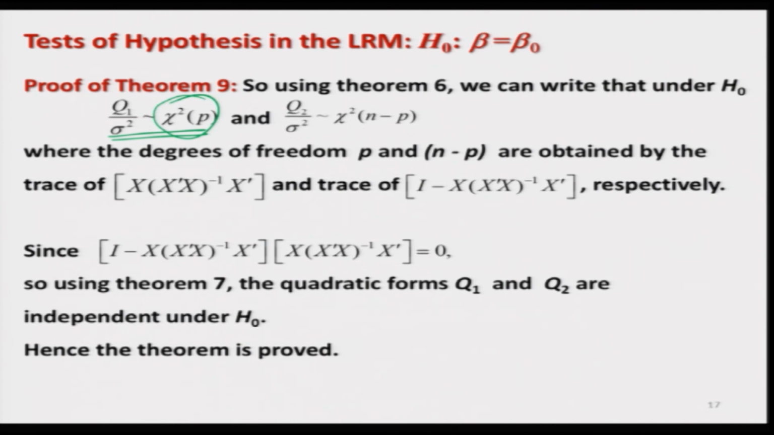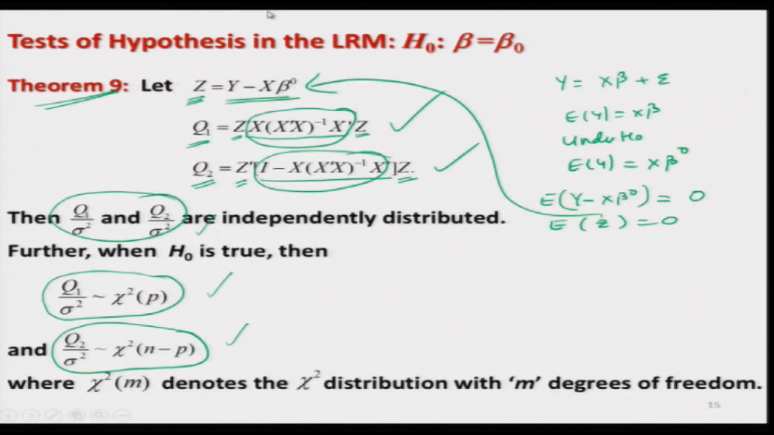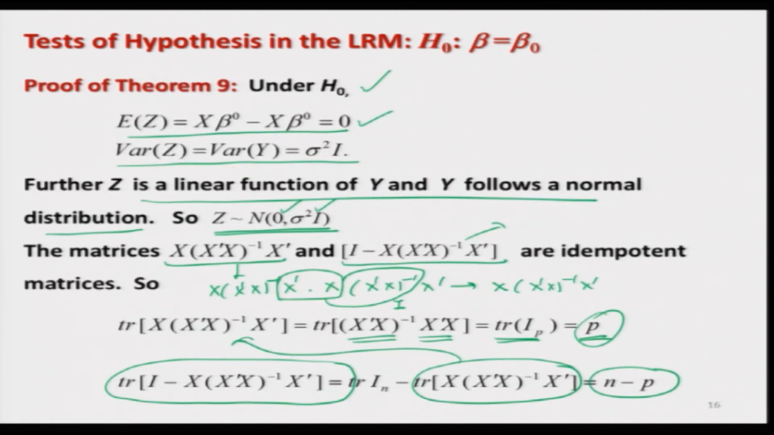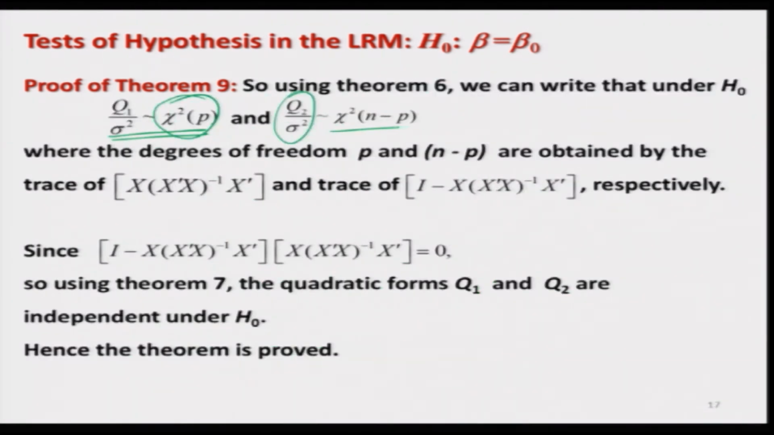Similarly, Q2 upon sigma square is also going to follow a chi square distribution, because the involved matrix here, which is the hat matrix, is an idempotent matrix, and its trace is n minus p. So, this will follow a chi square distribution with n minus p degrees of freedom.